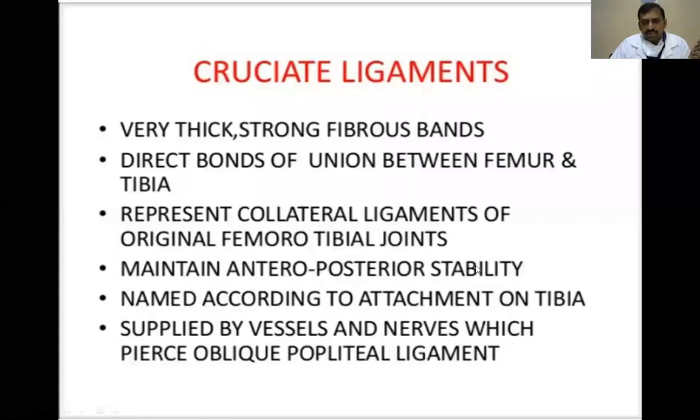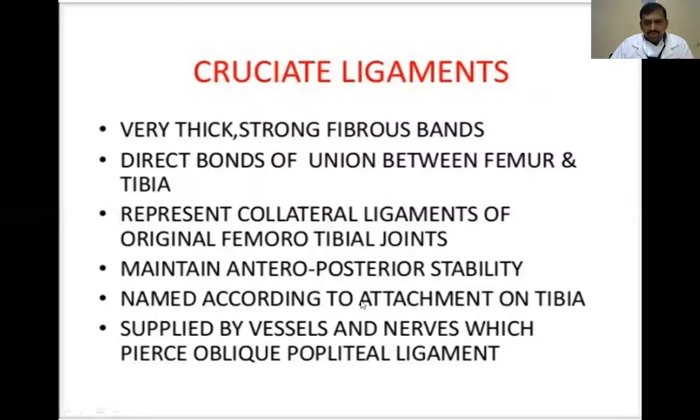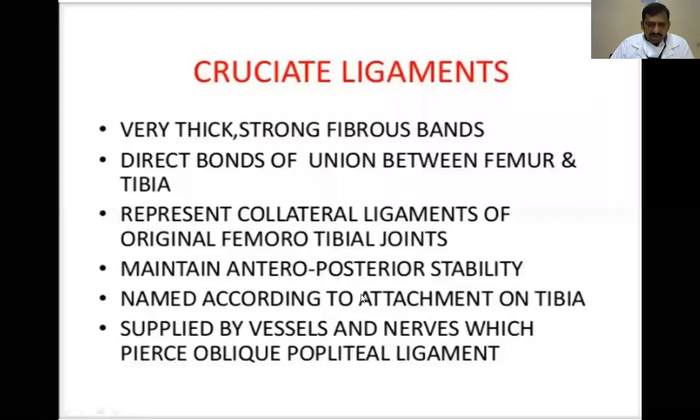Maintain the anteroposterior stability of the joint. The cruciate ligaments, that is the anterior and posterior cruciate ligaments, are named according to the attachment to the tibia, not to the femur. The ligament attached anteriorly to the tibia is called the anterior cruciate, and the one attached to the posterior part of the tibia is called the posterior cruciate.